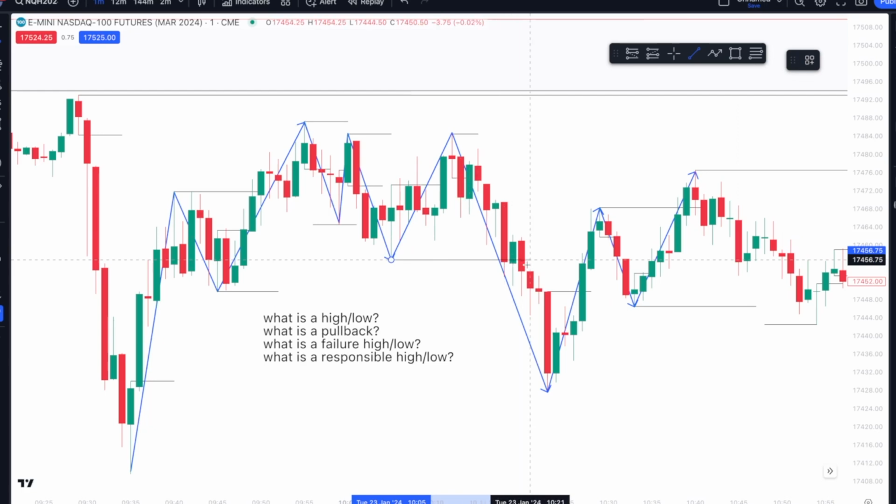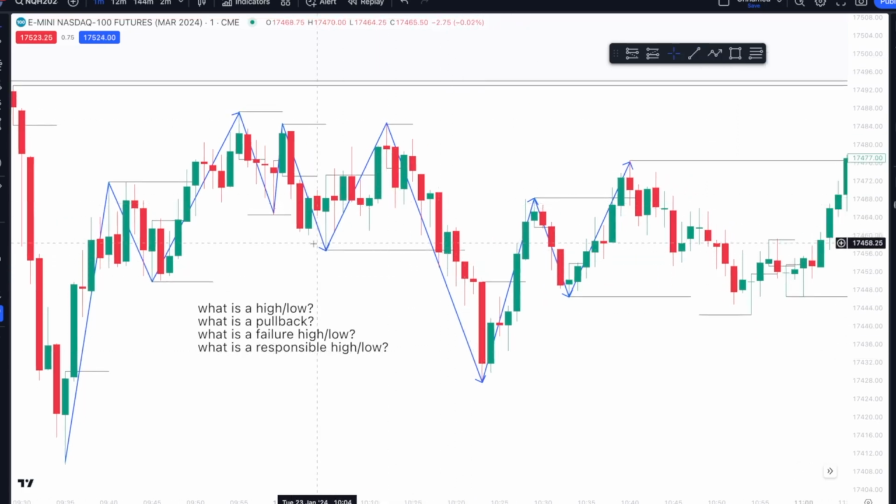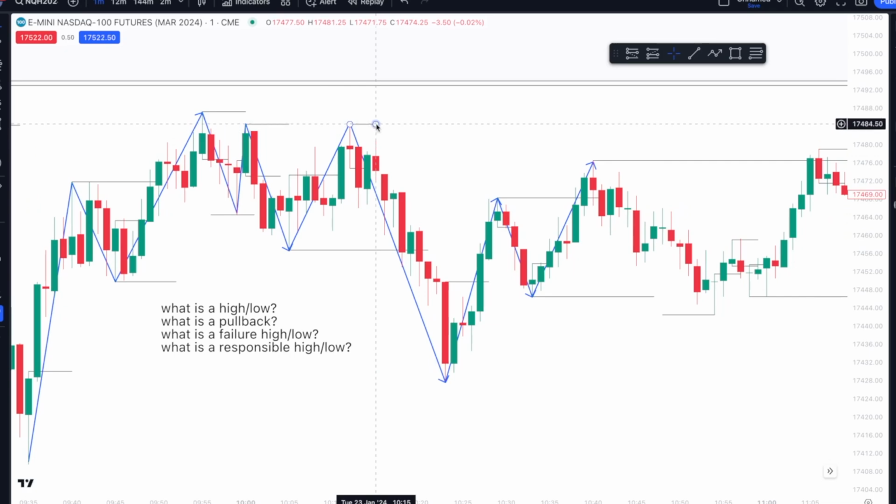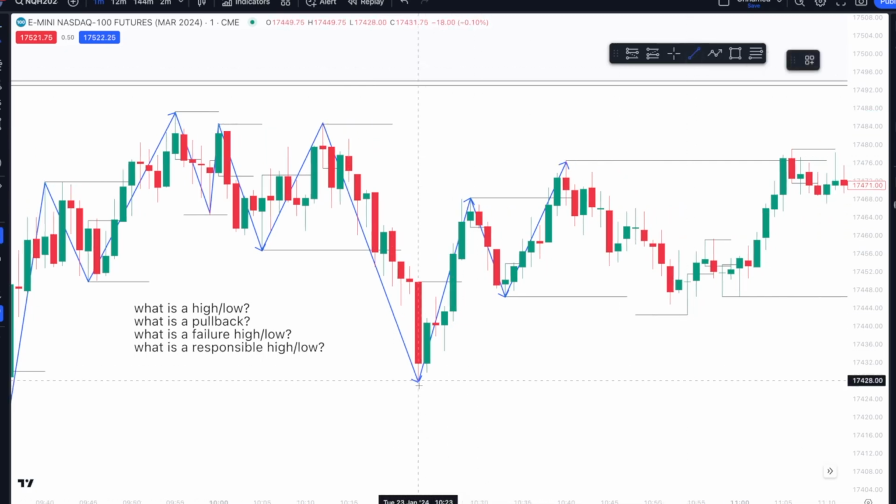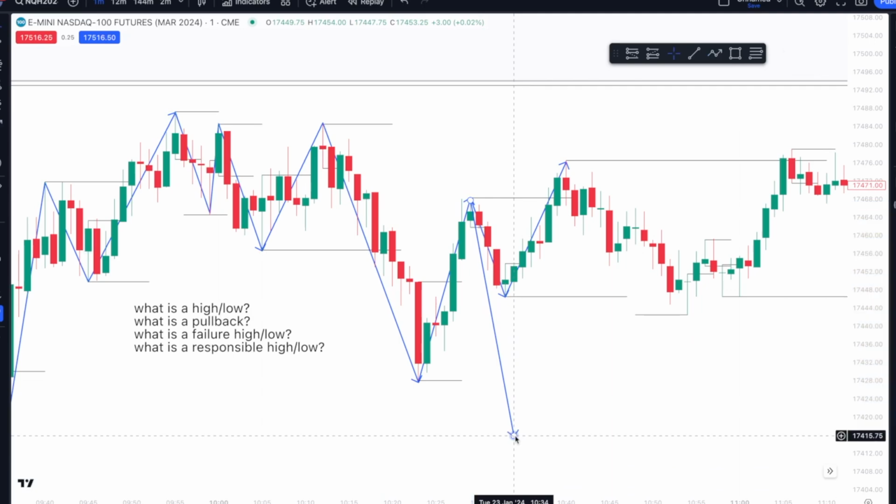This high causes the closure below this low that it came from. This high came from this low. This high was caused by this low. Now this high has just caused a closure below this low, making this the responsible high. Now look what happens. Once we put in this low, it causes this high to be created. This high is a failure high because, like I said earlier, it does not run the low. This high does not cause this low to get closed below. This would be a responsible high if it sent price all the way down like this, but it doesn't.